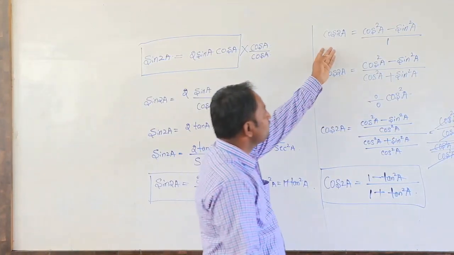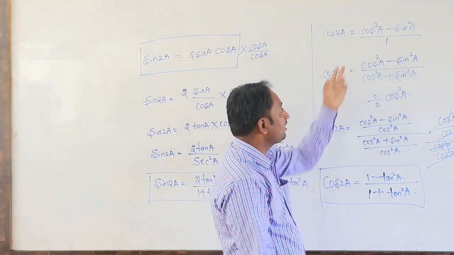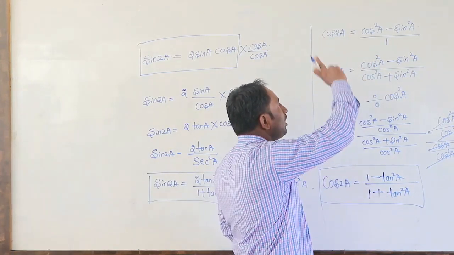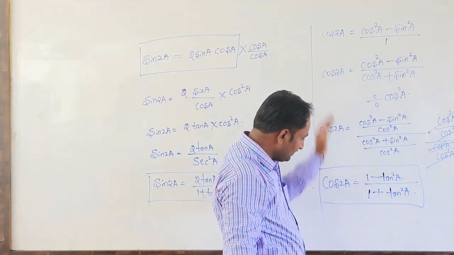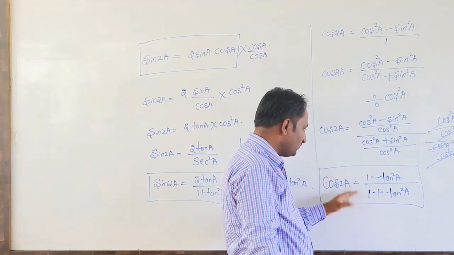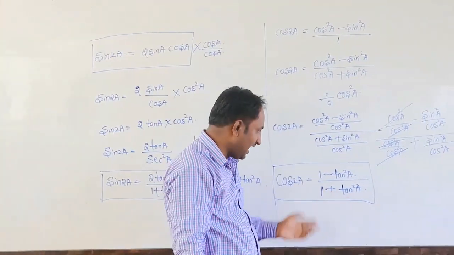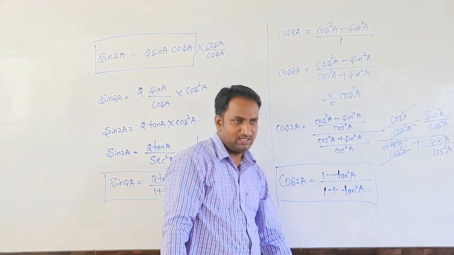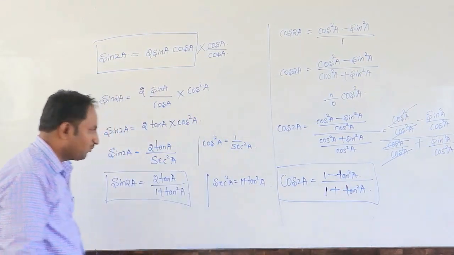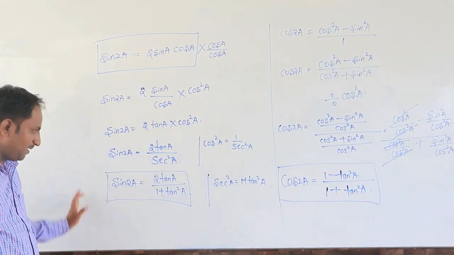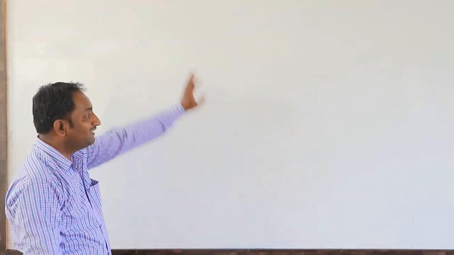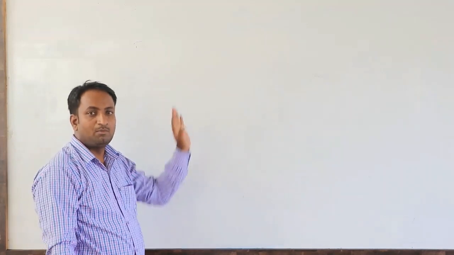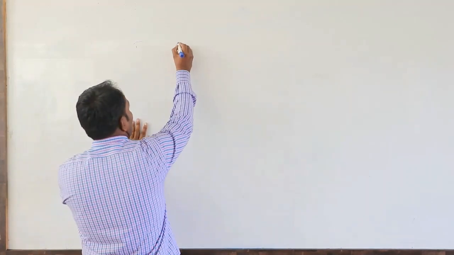We know the cos of 2a result already. Here cos of 2a is equal to cos square a minus sin square a. Its derived form, cos of 2a expressed in terms of tan, is 1 minus tan square a divided by 1 plus tan square a. These two are very important results to remember. Okay, list of formulas for multiple angles.